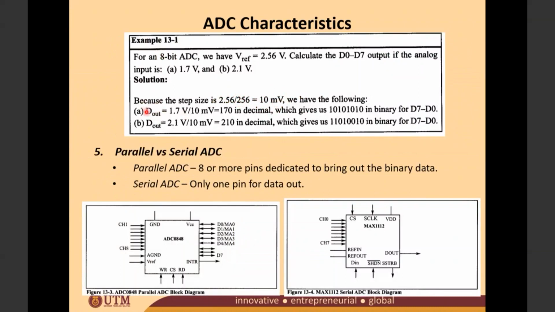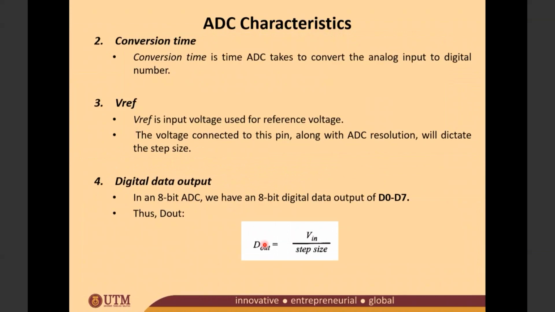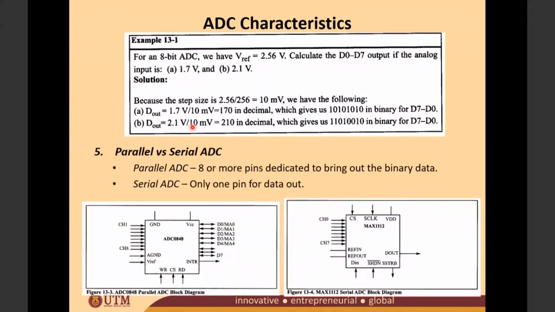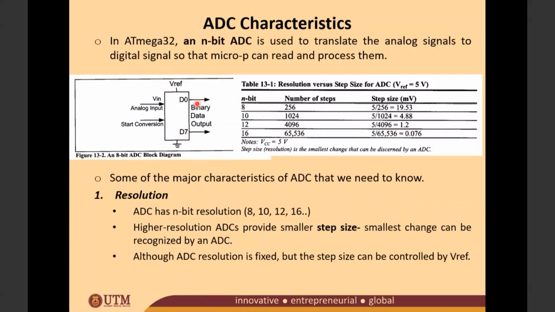Now you're going to find out your digital output by using this formula: D out equals V in divided by step size. Since the V in measured by the sensor is 1.7, so 1.7 divided by the step size of 10 millivolt, you will get 170 in decimal. You need to convert to binary. So 170 converted to binary is 10101010. This means the digital output for 1.7 volt is represented by 10101010. This value will come out from the binary data outputs after the analog to digital conversion.